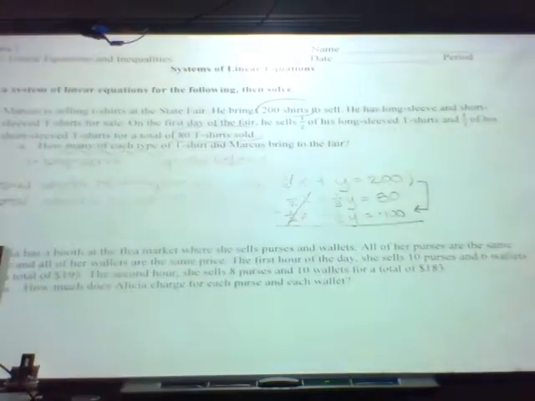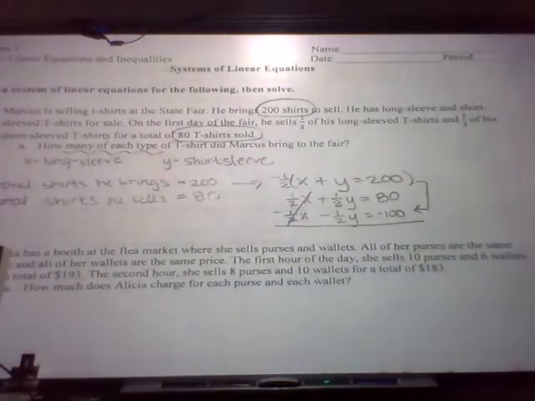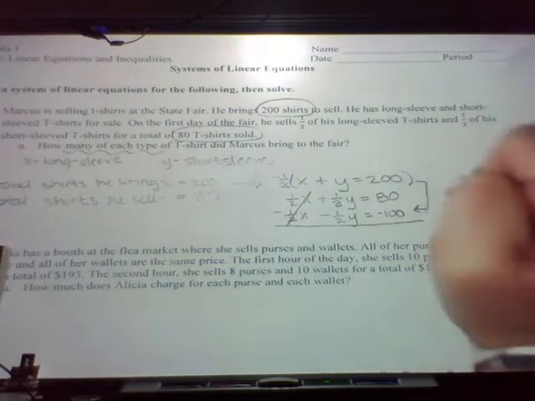Can you see my calculator now? You still cannot see my calculator. Light back on. So I'll do it over on the side since you can't see my calculator screen.